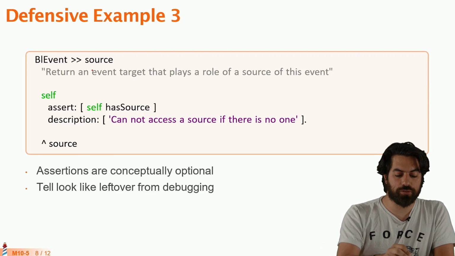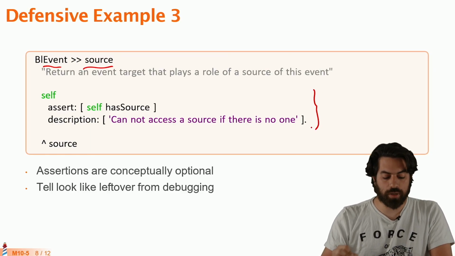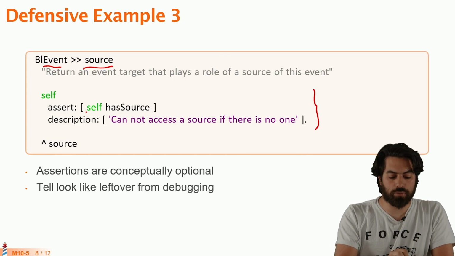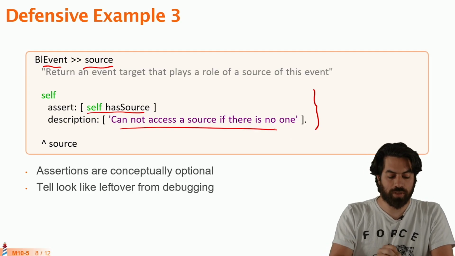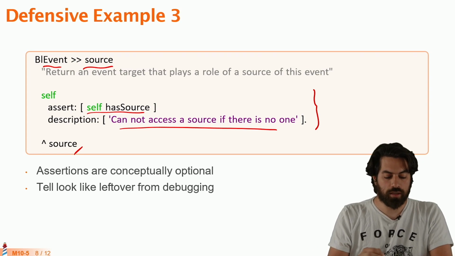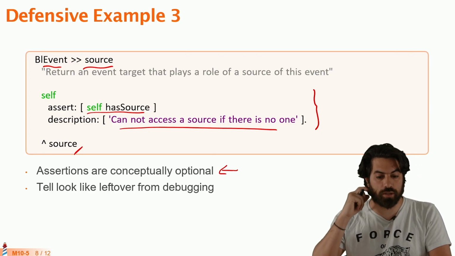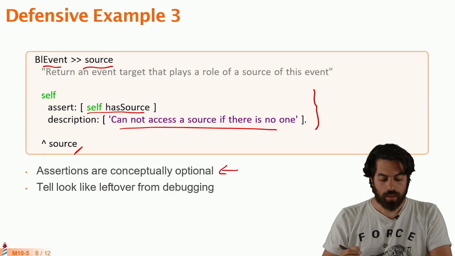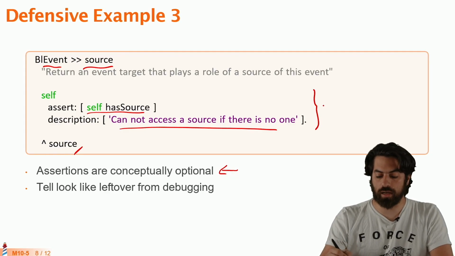So here we have, for example, this source method in an event, and it is also implemented using assertions. So we are going to assert that if we have no source, then we cannot access the source. So this is defensively checking that you cannot get the source out of an object if it doesn't have a source. Again, these assertions are conceptually optional, so this code could not be there, and the code should still be okay. But it still looks like a leftover from debugging, because this will just throw an assertion error in development.